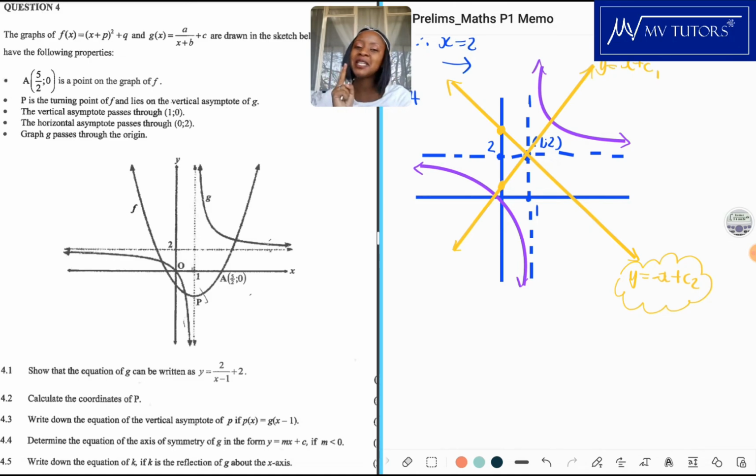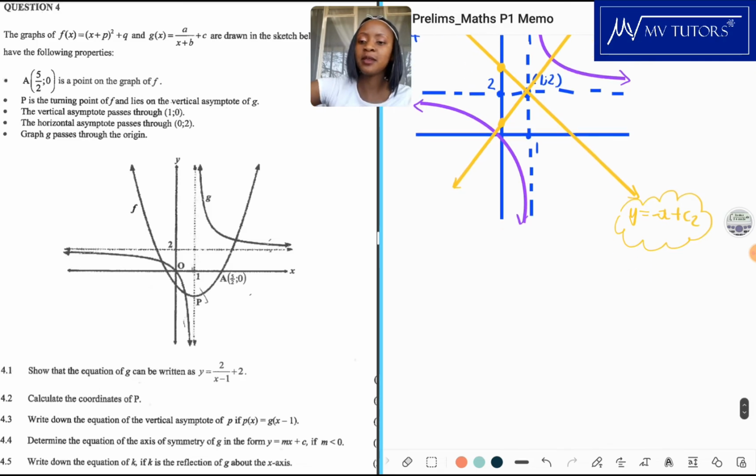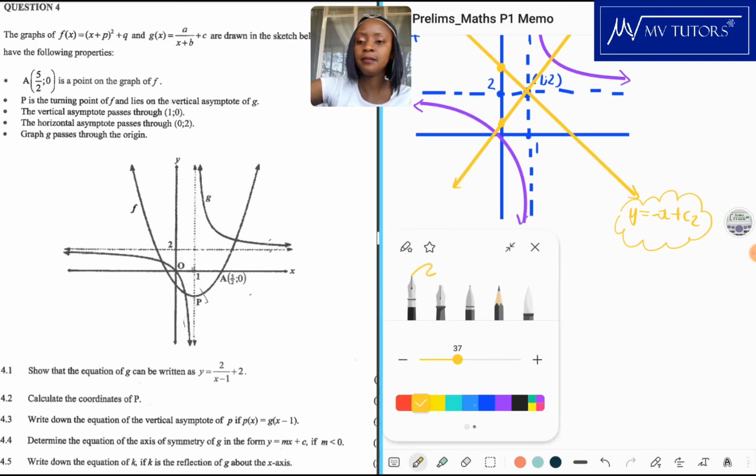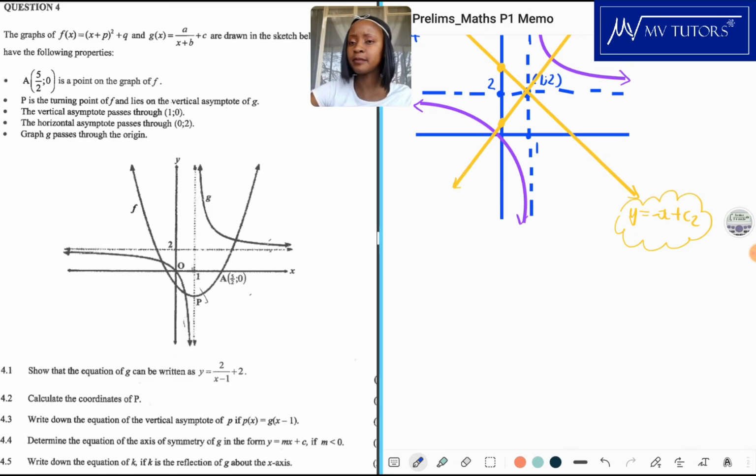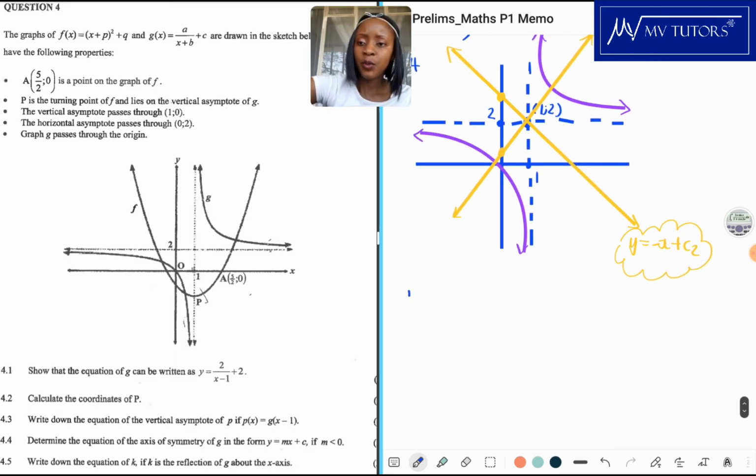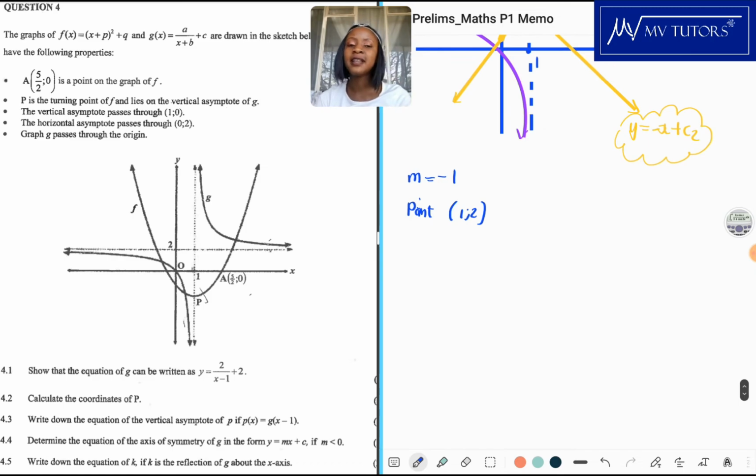Now along this line, to determine the equation of a line, you need the gradient and you need at least 1 point. So we know that the gradient is -1 and we have a point, remember, where the asymptotes actually intersect. That's also a point on the lines of the axis of symmetry. So that point that we have is actually 1 and 2. And because you have a gradient and you have a point, you can calculate the equation of the axis of symmetry. So y is equal to mx plus c.